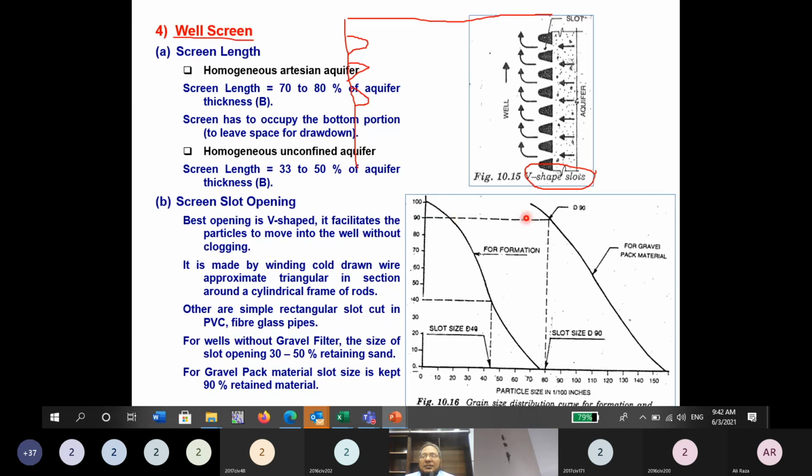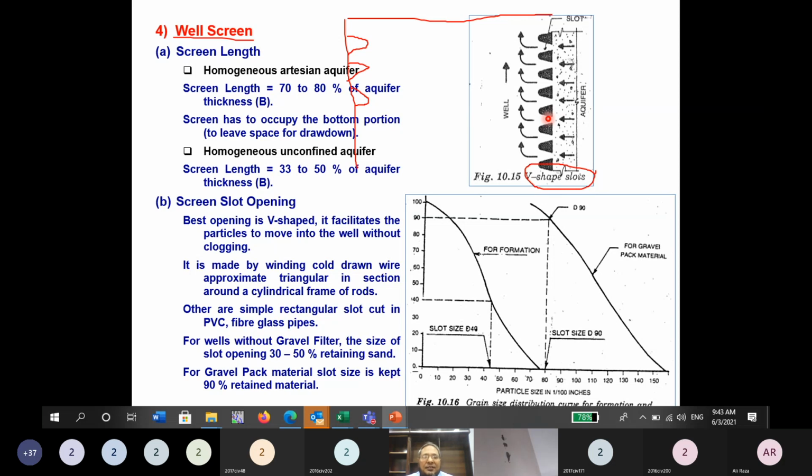So this is the gradation curve for gravel pack material. It will be coarser, so its diameter is larger. And this is the gradation curve. The size at 90% of the gravel pack material, that value would be the screen opening. Is it clear?